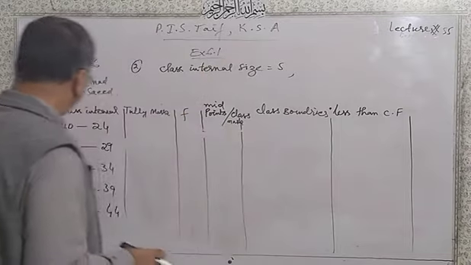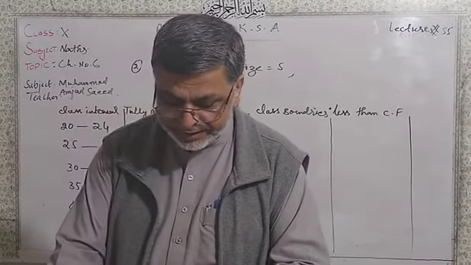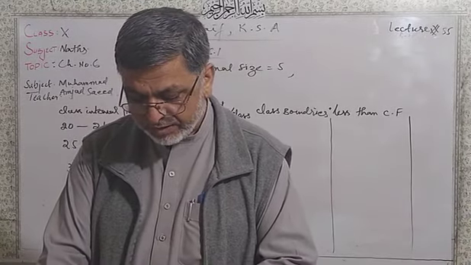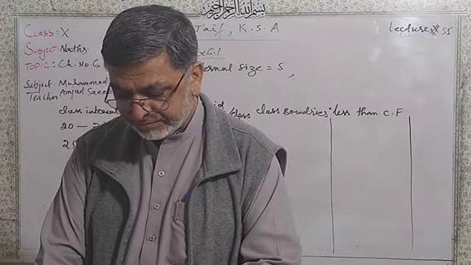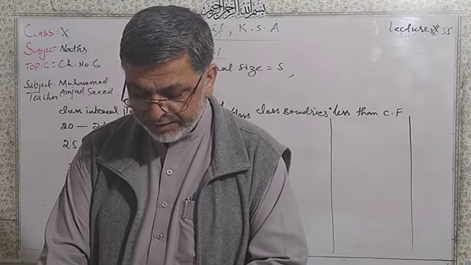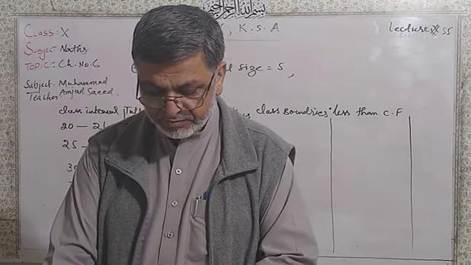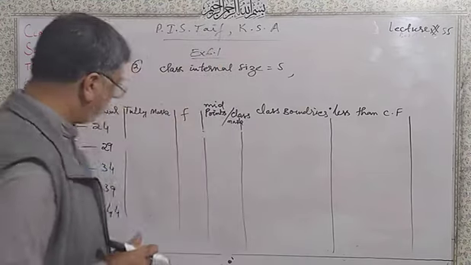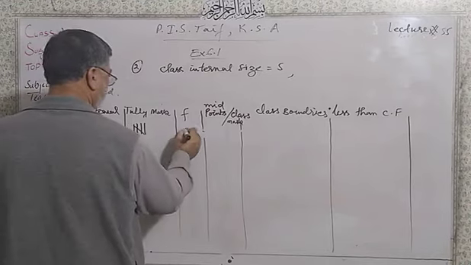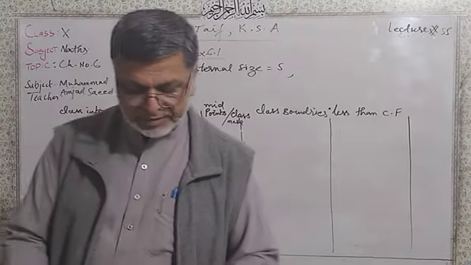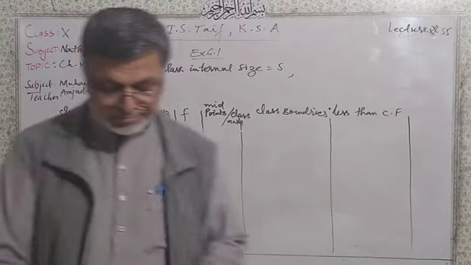Now we have to check from 20 to 24 how many values are coming in the data. 1, 2, 3, 4, 5. There are 5 values in 20 to 24. After that, we have 25 to 29.